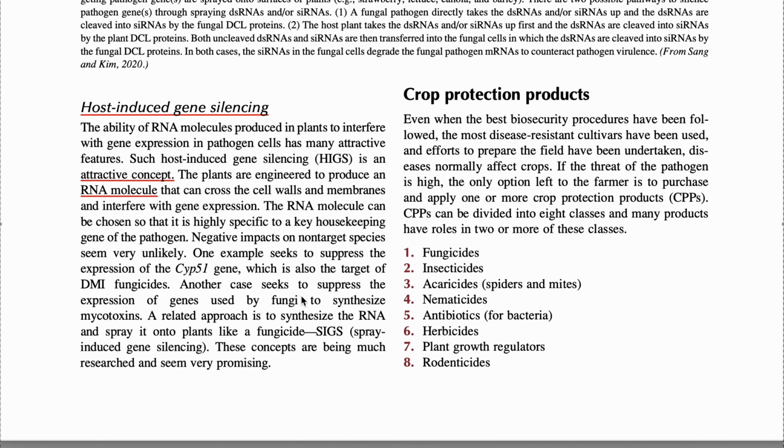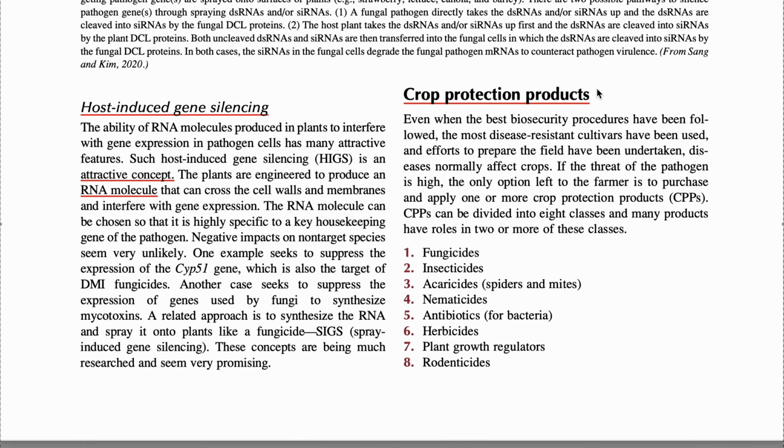Another case seeks to suppress the expression of genes used by fungi to synthesize mycotoxins. A related approach is to synthesize the RNA and spray it on plants like a fungicide. Spray-induced gene silencing. These concepts are being much researched and seem very promising. The next is crop protection products.